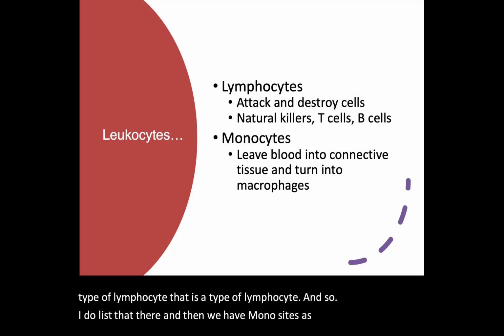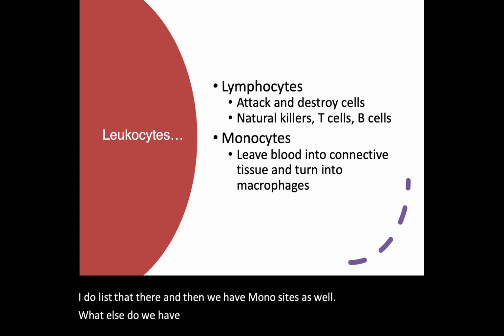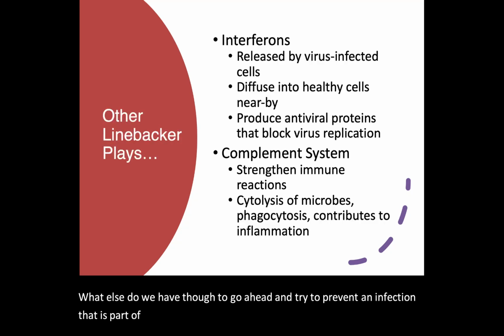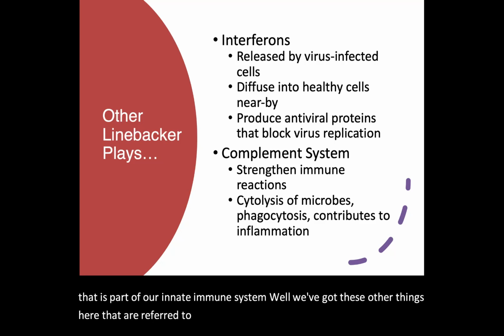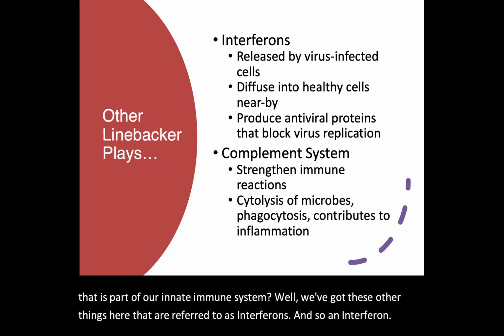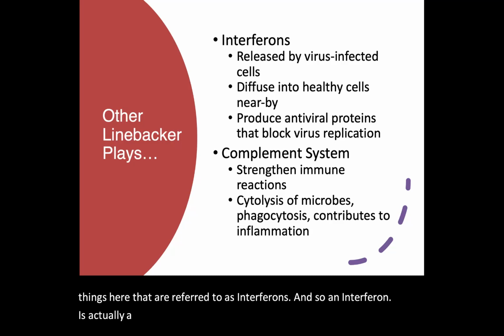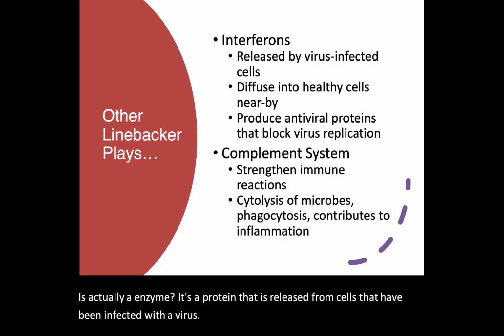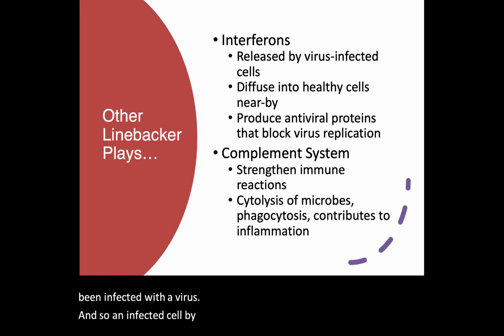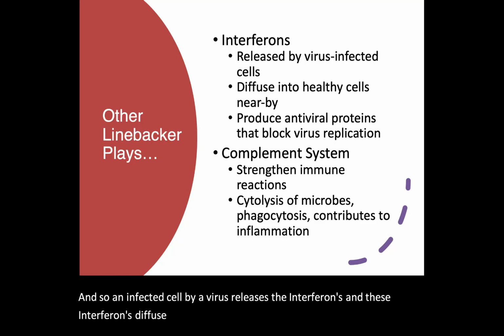All right. What else do we have to try to prevent an infection that is part of our innate immune system? Well, we've got these other things referred to as interferons. An interferon is actually a protein that is released from cells that have been infected with a virus. An infected cell releases the interferons, and these interferons diffuse into nearby cells, and the whole point is to block viral replication.